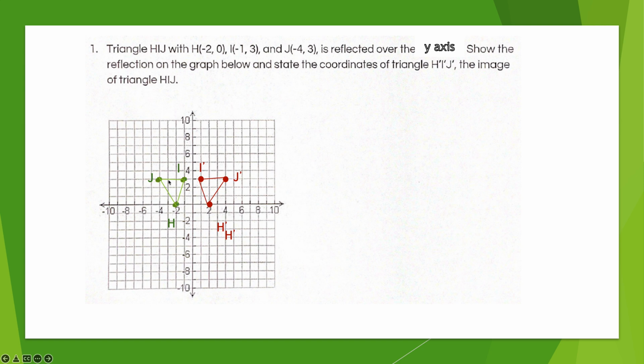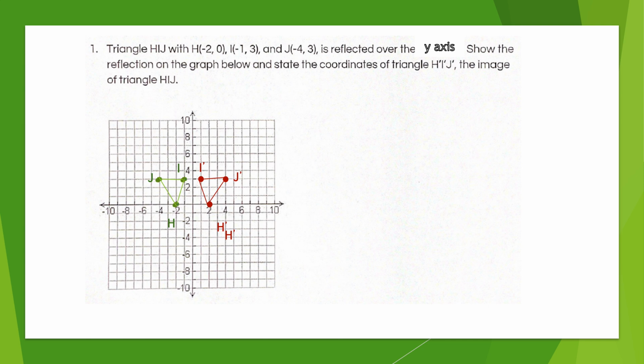Notice the y-coordinate stays the same. From the point negative 2, 0, it became positive 2, 0. The x changed, but the y stayed the same. The J, negative 4, 3, became positive 4, 3. So, sure, the x changed, but the y stayed the same. I was 1, 3, negative 1, 3. It became positive 1, 3. So, the x-coordinate part, when you reflect over the y-axis, gets negated, and the y part stays the same.